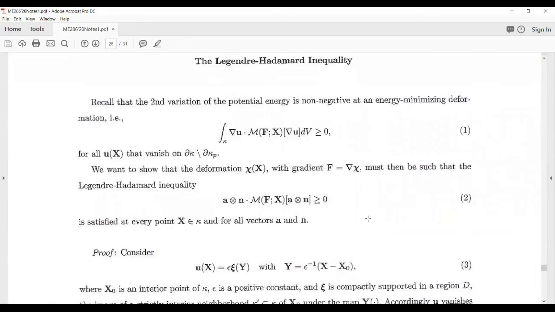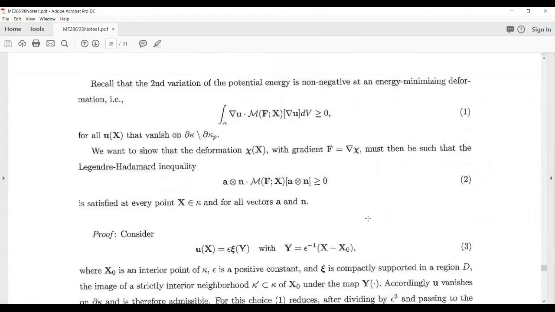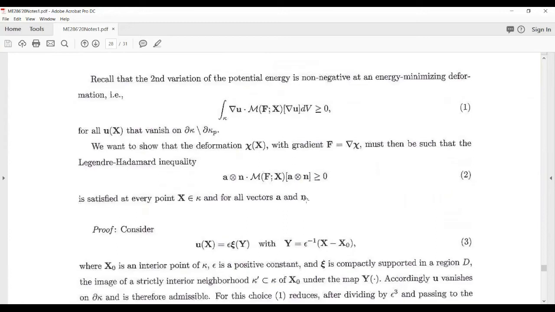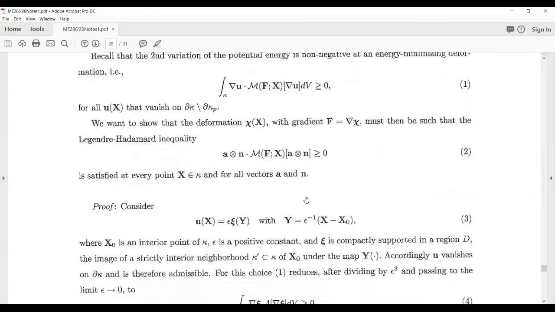So here's a handout I distributed some time ago. Here's our second variation integral inequality. U of x has to be zero on this portion of the boundary. And we want to show this local inequality where A and N are arbitrary vectors. How do we do that? Well, let's pick a particular admissible u of x. This is true for any admissible u. So provided we choose a u that is admissible, we're okay. We're allowed to do that.